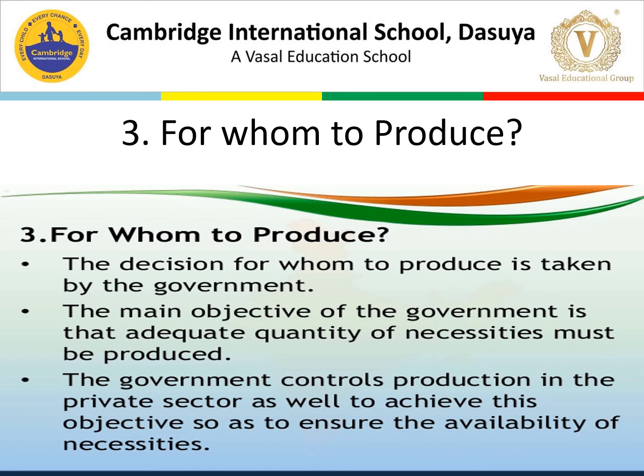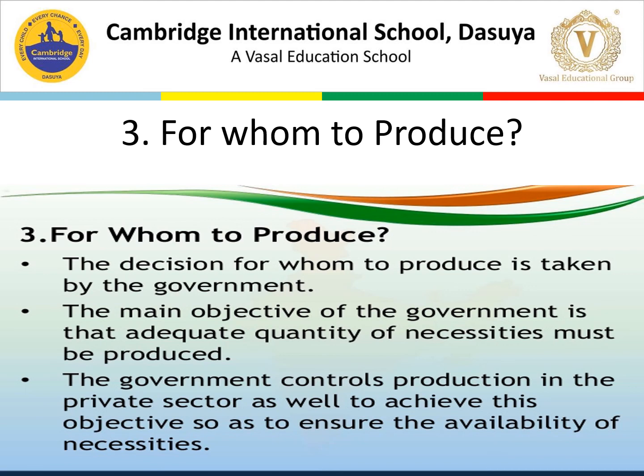The main objective of the government is that an adequate quantity of necessities must be produced. For personal distribution, they use the goods on the basis of the quantity that the family requires, and for functional distribution, the goods will be produced in large numbers. So the government controls production in the private sector as well to achieve this objective, so as to ensure the availability of necessities. This is also a problem that the government has to face, and they have to channelize it in a nice manner so that everybody will get whatever they are in need of.